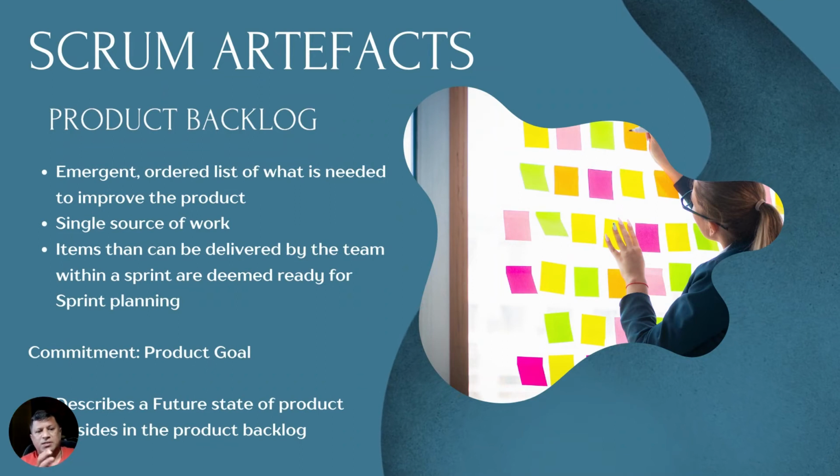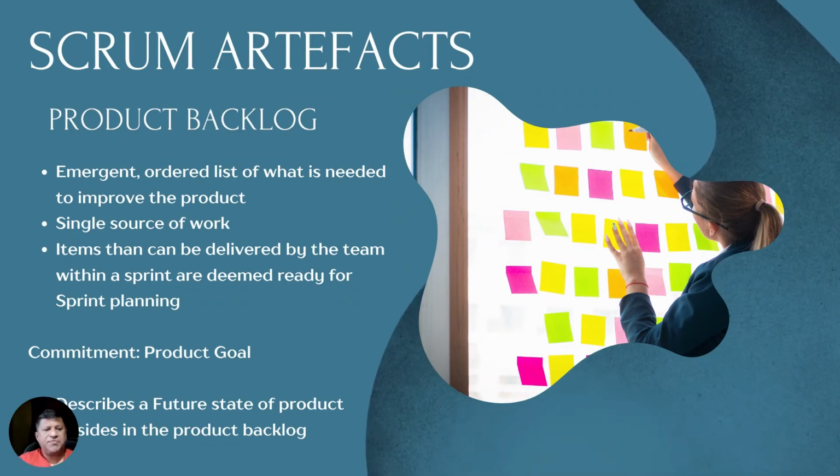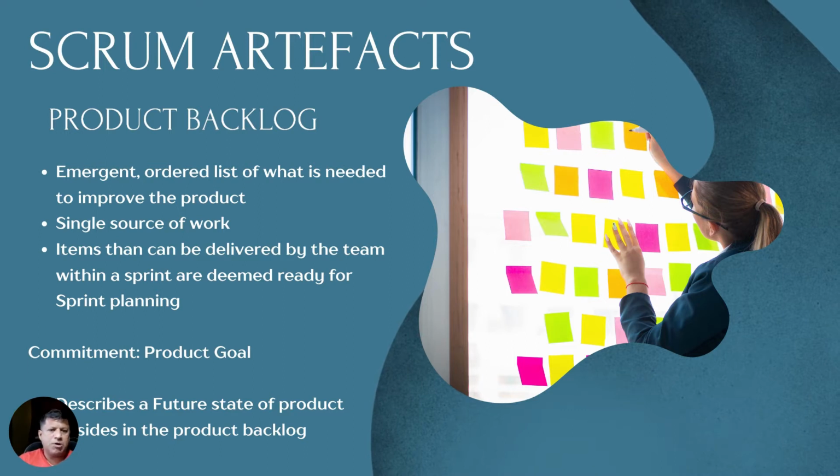So the first of the artifacts is the product backlog. I think we have been discussing the product backlog even in our earlier videos as well. So what is the product backlog? Product backlog is an evolving, meaning a continuously evolving and emergent, ordered list. It is prioritized.